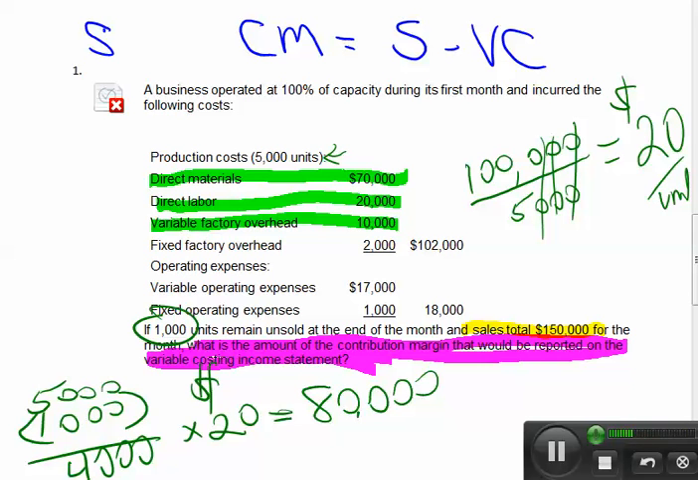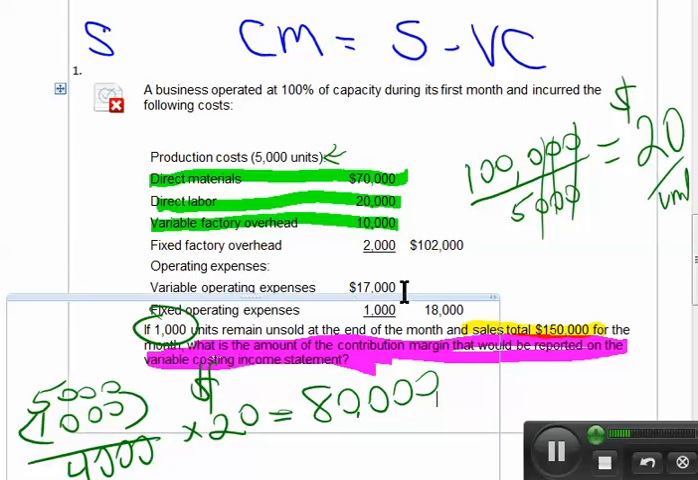In addition to that, we have the variable selling costs. And again, my variable selling costs, my variable operating expenses, is $17,000. So if I take the $80,000 plus $17,000 and add those together, I will have $97,000. If I subtract $97,000 from the $150,000, then I'm going to have a contribution margin of $53,000.